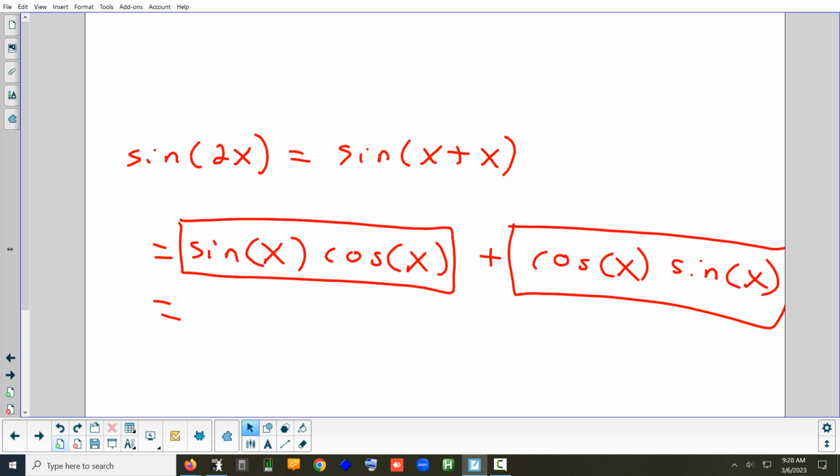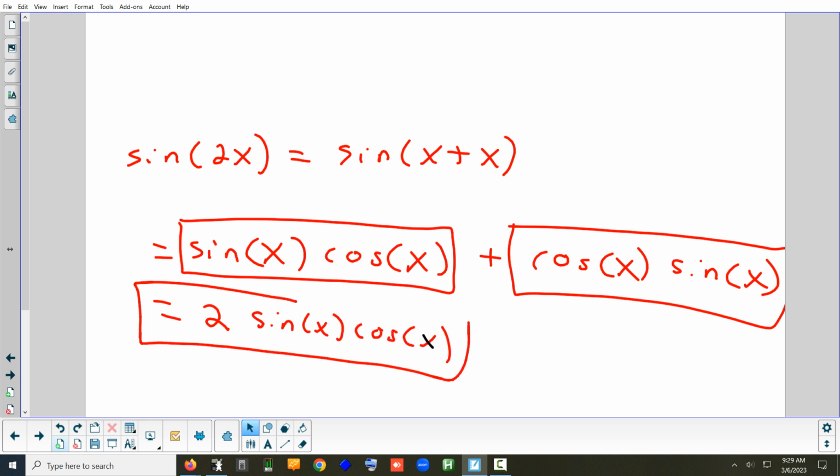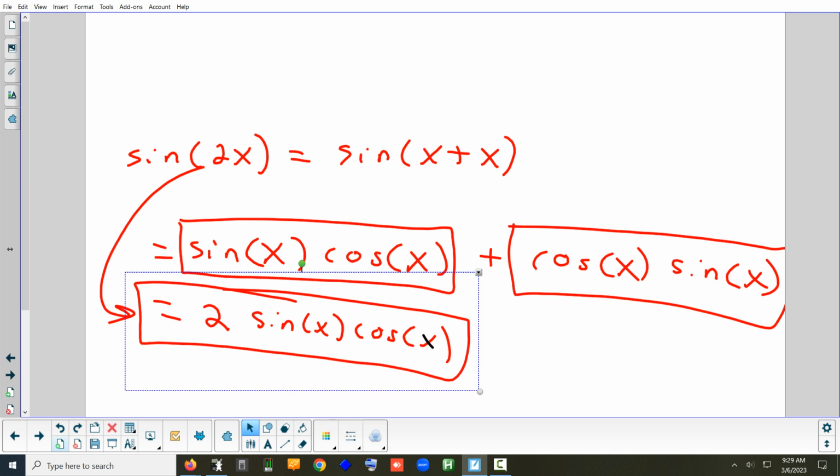Yep, nothing. That's the same as that. So then how many of these things do I have if they're exactly the same? Yep, I have two of them. I have 2 of the sine times cosines. Sine times cosine, cosine times sine, same thing. So this is how you get rid of a 2 inside the parentheses. You can use the sine sum formula, and that's the result. From now on, we're just going to jump to that result.